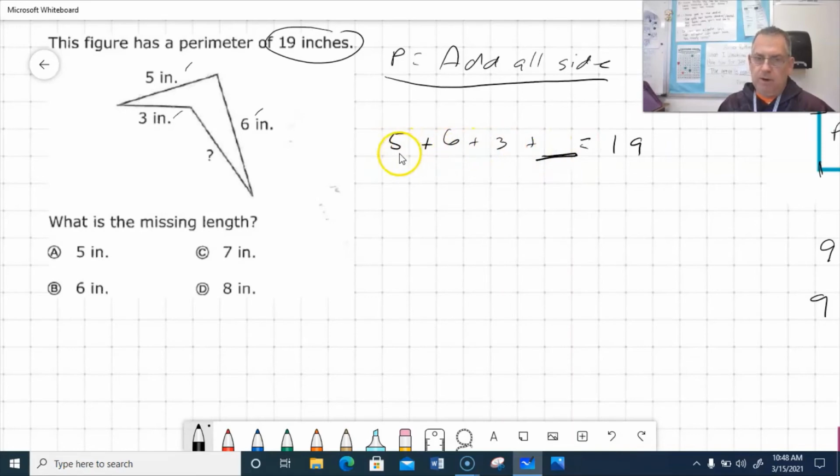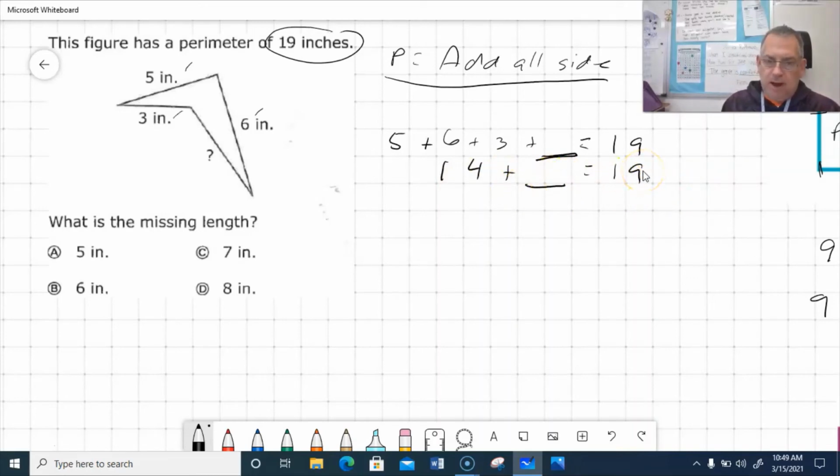I think what we'll do is add up the sides that we do know, and change our equation around to make it a little bit simpler. So we'll change 5 plus 6 plus 3. I know 5 plus 6 is 11, plus 3 more would be 14. So we'll change all these numbers to 14 plus something equals 19, so that we can look at the fact family for that. And we do the inverse. So we'll put the blank on the other side of the equal sign.